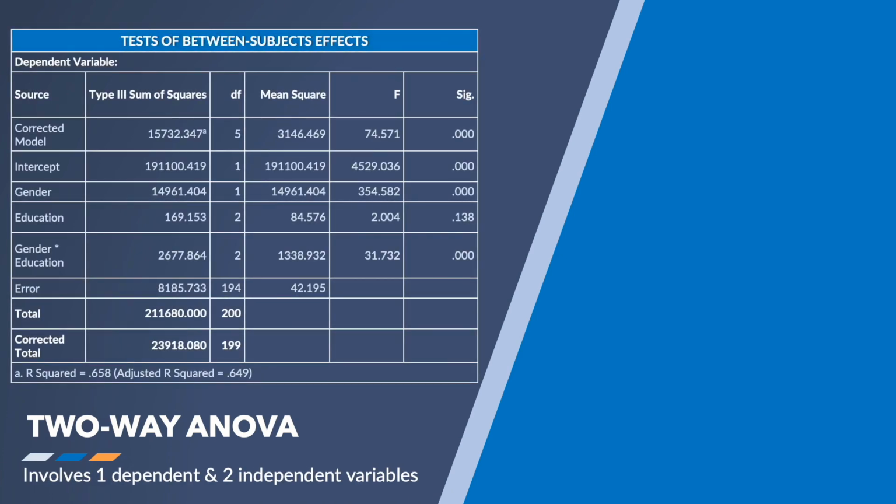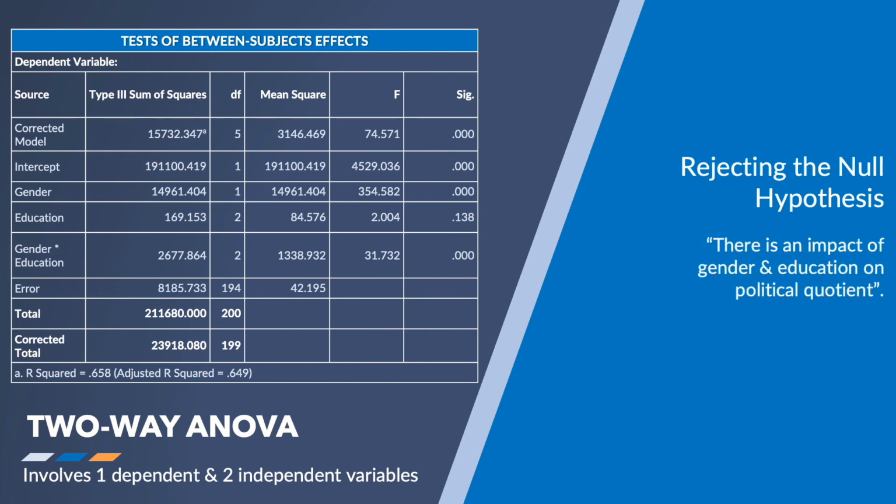So as you can see, when we perform two-way ANOVA test, it shows us three results: effect of gender on knowledge of politics, effect of education level on knowledge of politics, and effect of education and gender on knowledge of politics. This table shows that since the significance level for gender as well as the combination of gender and education are 0, the null hypothesis is rejected. So we can conclude that there is an impact of gender and education together on the knowledge of politics. Therefore, using two-way ANOVA test, we can prove the combined effect of these two independent variables on the dependent variable.